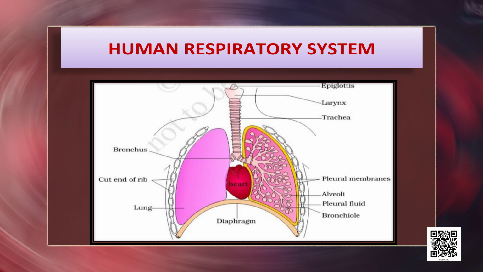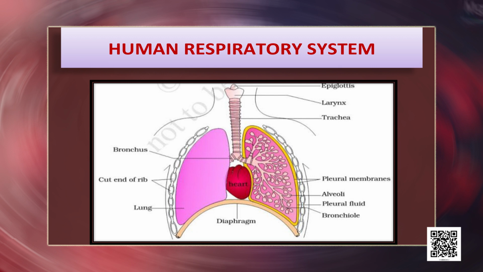Lungs are covered by a double layer membrane called pleura. Outer pleura covers the internal surface of the thoracic cavity and the inner pleura covers the lungs. In between both the pleural membranes, the pleural cavity is present, which contains pleural fluid secreted by the pleurae.